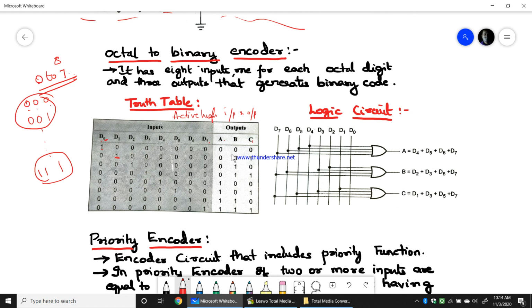So D1 is selected, the binary value is 0 0 1. 2 is selected, binary value is 0 1 0. 3 is selected, 0 1 1. 4 is 1 0 0. 5 is 1 0 1. 6 is 1 1 0. 7 finally 1 1 1. Therefore the output ABC is based on D0 to D7 inputs. This is the octal to binary encoder, where octal range is 0 to 7. This is very important.